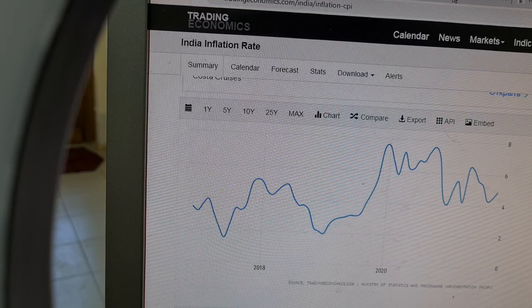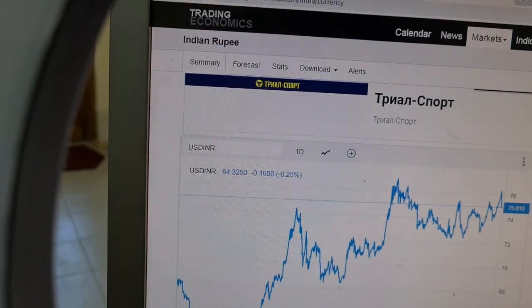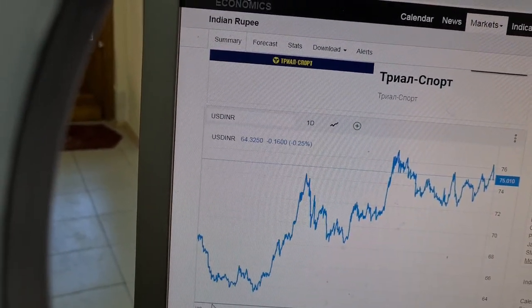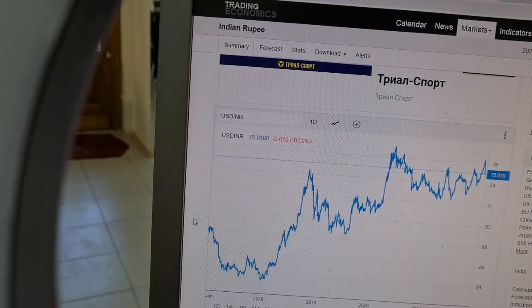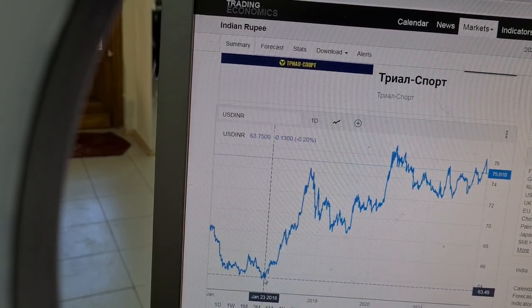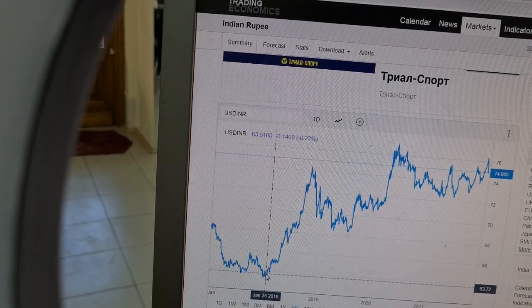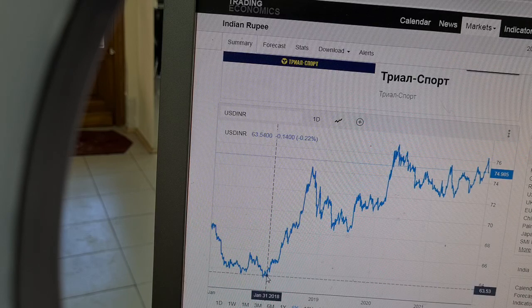And correspondingly, if you look at the USD INR, how the rupee behaved, it is interesting. If you look at this, this is from January 2017 to 2018. You can see that the rupee appreciated by almost 12%, from 68.27 to 63.5. This is 12%.